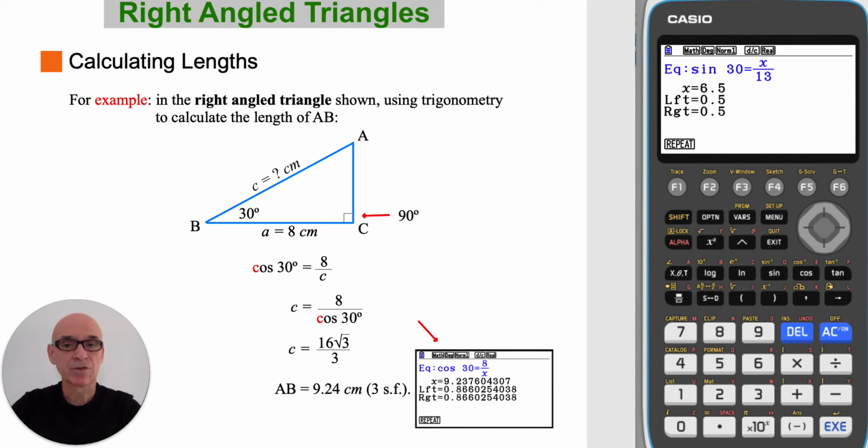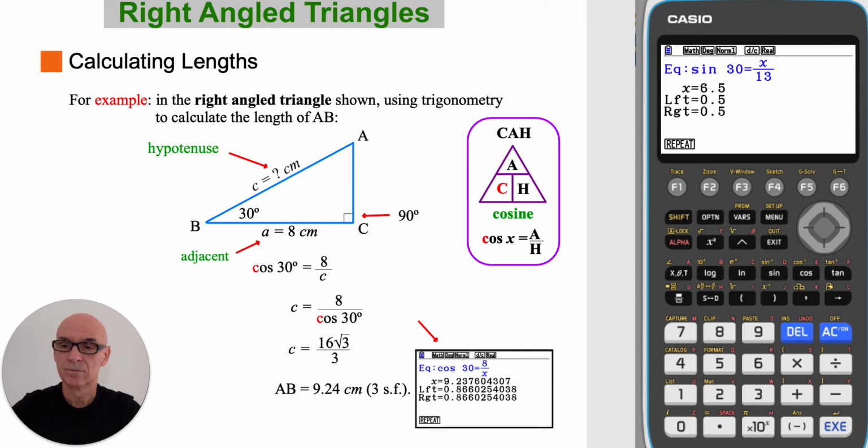In the right-angled triangle shown in this example, we can use trigonometry to calculate the length of AB. Identifying AB as the hypotenuse, the longest side, it's opposite the right angle. Then identifying 8 centimeters as the adjacent side, as it's next to the 30-degree angle. Referring to the triangles, we see that cosine is adjacent over hypotenuse. So we write that cosine 30 is equal to 8 over c.